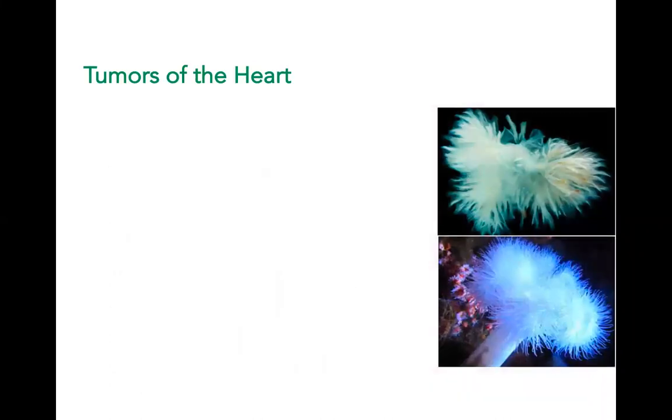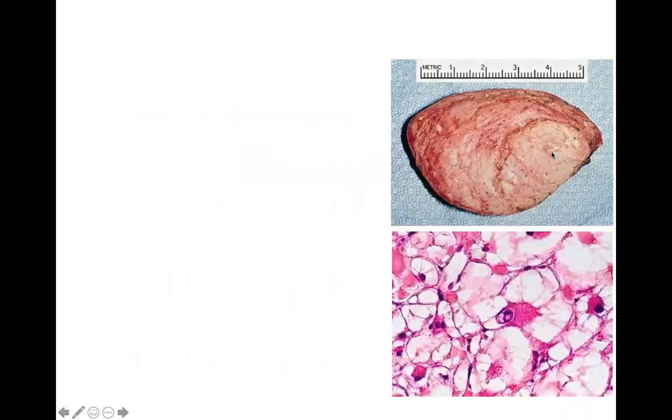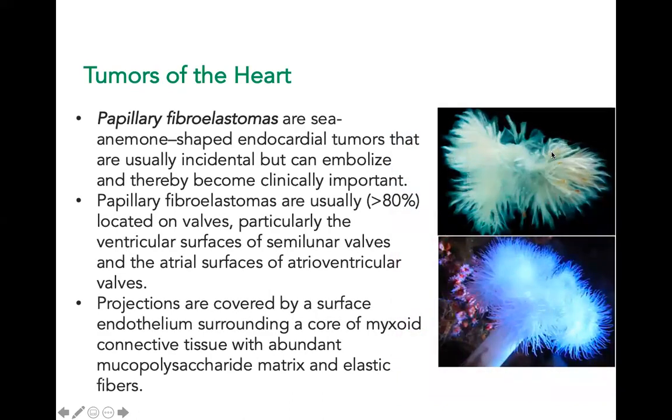Okay, next is your papillary fibroelastomas. Okay? So, these are sea anemone-shaped endocardial tumors. So, para siyang sea anemone. Diba? Okay, so hindi mo malaman kung which is which, no? So, this is the sea anemone, ito yung tumor. This is the papillary fibroelastomas. Why is it called a papillary? Because there are papillary fronds. Okay, para mga finger-like projections, parang sea anemone nga, no? These are endocardial tumors.